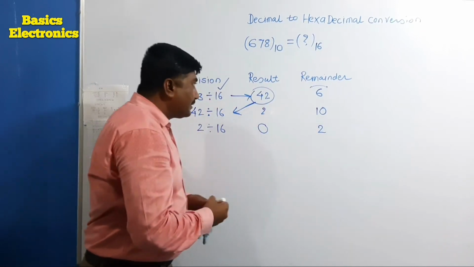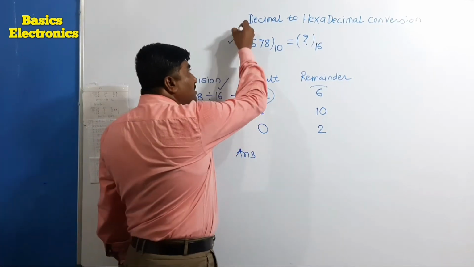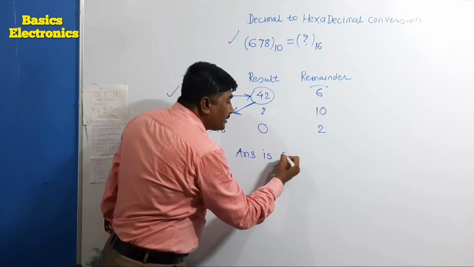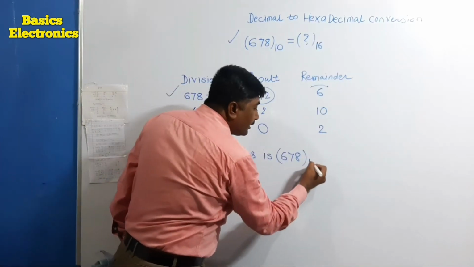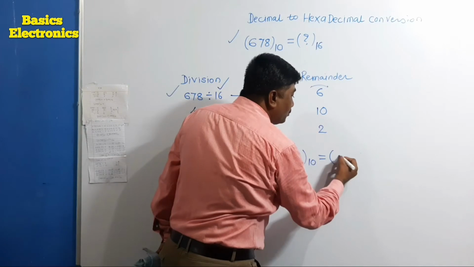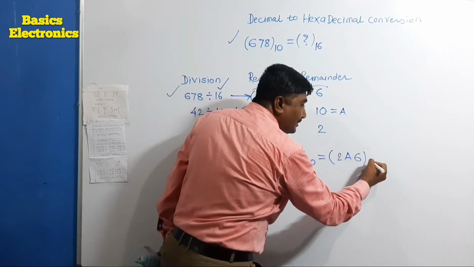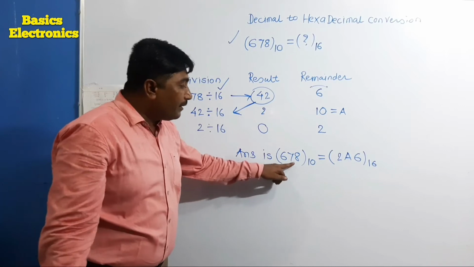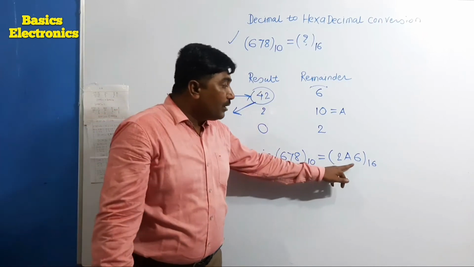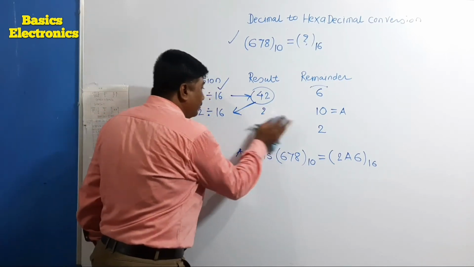Okay, so here the answer becomes, every time you have to write down the answer with the question. Don't write down the answer directly like this. Okay, so the answer is 678 base 10 equals, in brackets the given number, and here it is 2, then 10's equivalent is A, then here it is 6. Base is 16. So 678 in decimal, its equivalent in hexadecimal is 2A6.